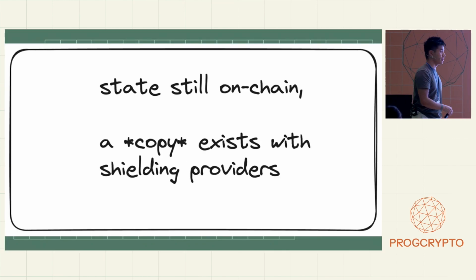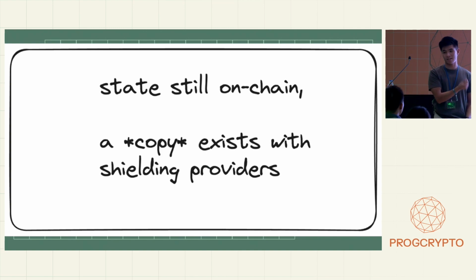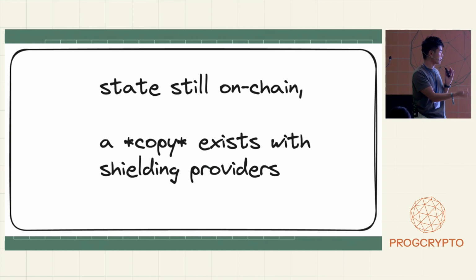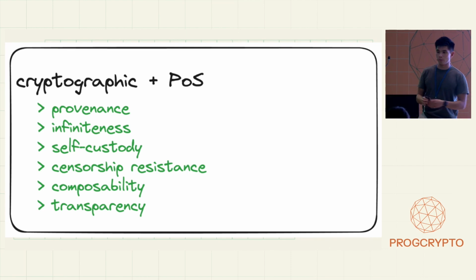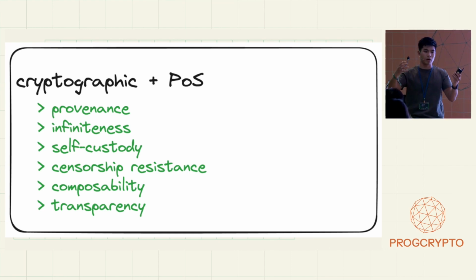And then now finally, what this gives us is that state is very much still on-chain. State transitions are very much still secured by cryptographic and POS trust assumptions. And then a copy of the state exists in shielding providers. The actual state itself does not exist in the shielding providers, and that's important. We need to do everything we can to keep it that way because there's a big difference in what happens between these two cases. And so what we've really done here is we've asked, what are the properties that people want when they build blockchain applications? We listed them all out, and we put as many of them on the left as possible, because the left is really what we want.